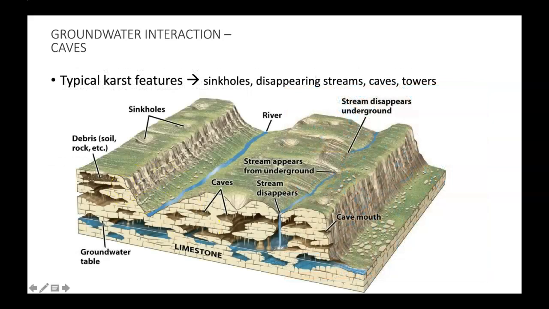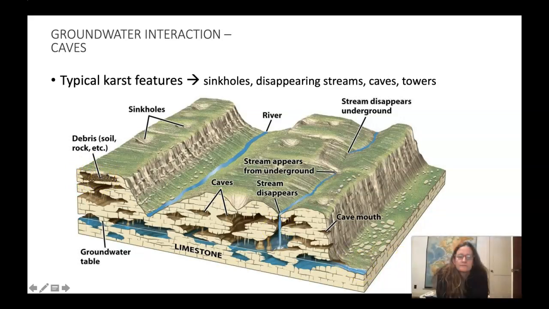Here are some formations of caves. This is a look at what the interior of the hill slope will look like if there were caves. I already mentioned sinkholes. There's a direct surface water, cave water, groundwater interaction. This is all limestone. We have debris, soil, and rocks caving in, falling in on that cave. The groundwater table is going to be at some level within the cavern system. Streams can disappear and appear just out of the ground.